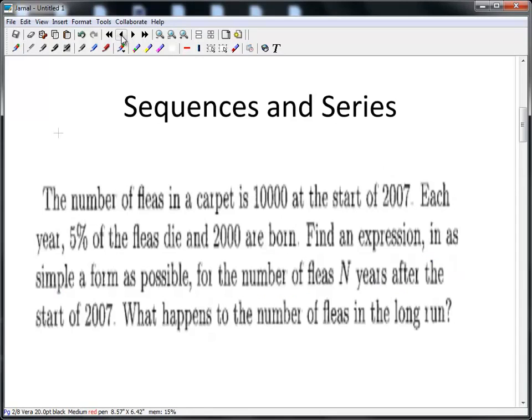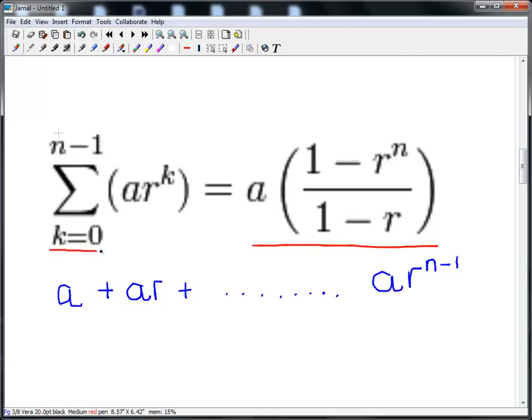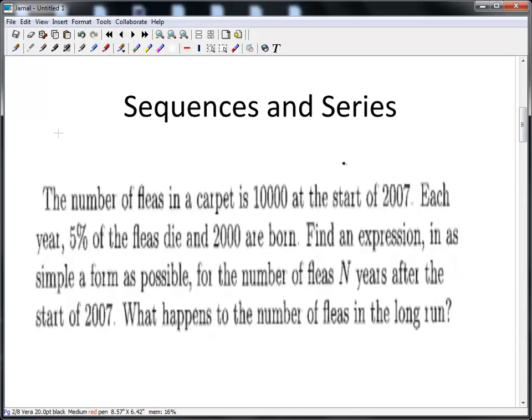The number of fleas in the carpet is 10,000 at the start of 2007. Just so you notice, this starts here at k equal to 0, so we're going to work on that basis, that the starting point is time 0. The start of 2007 we're going to call year 0. Now each year 5% of the fleas die and 2,000 are born. Let's start putting this information together.